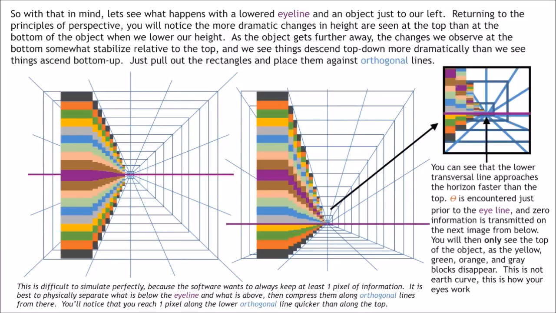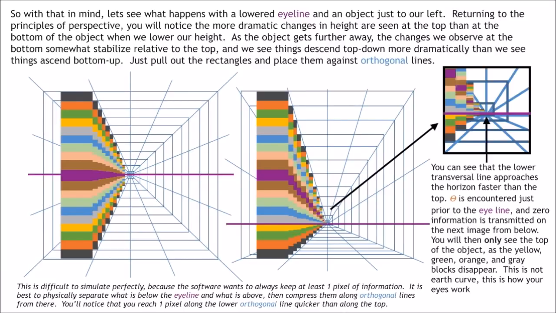Again, this is not a physical curvature phenomenon. This is how your eyes work. One note also: this is difficult to simulate perfectly because the software wants to always keep at least 1 pixel when you start to shrink things down. It is best to physically separate what is below the eyeline and what is above, then compress them along the orthogonal lines from there. That is usually a better way to go.